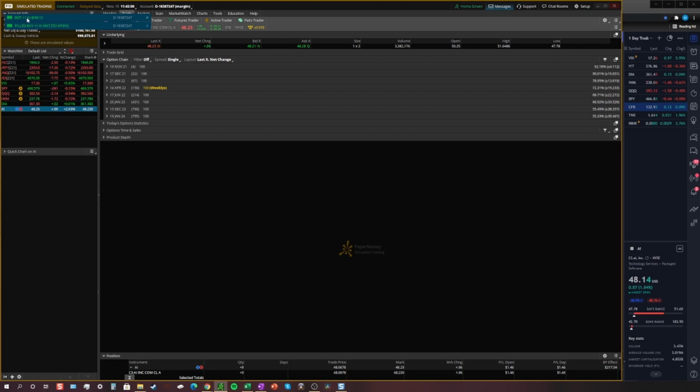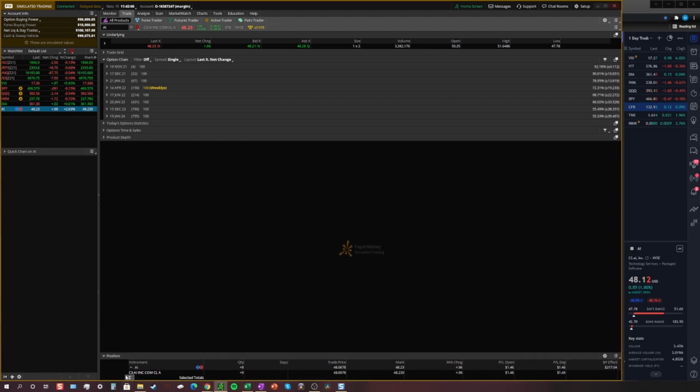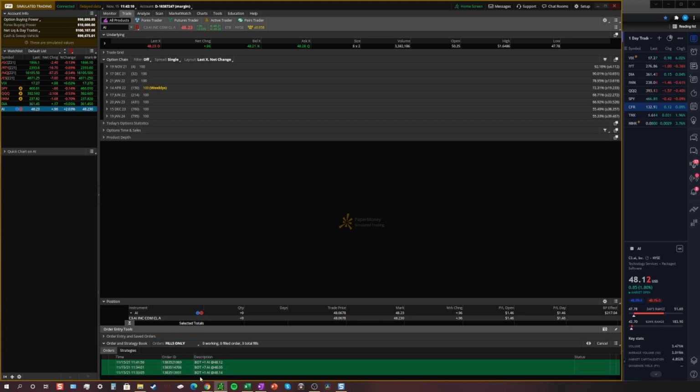If I look back at my fills only, my most recent fill is 48.12. Now I already put in some trades because I want to have some volume there. That way, I can put in some trades as we need to exit positions just for demonstration purposes. But this is the most recent order that I just put in, with that market fill at 48.12.